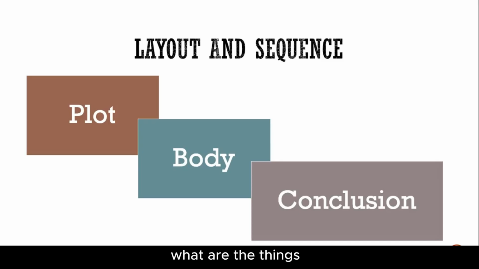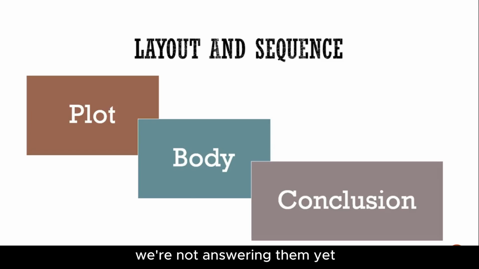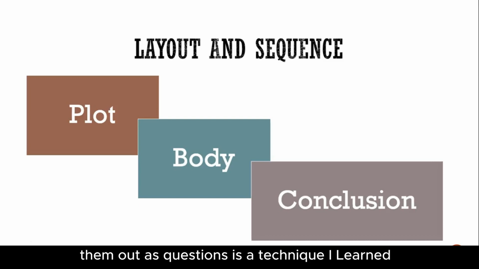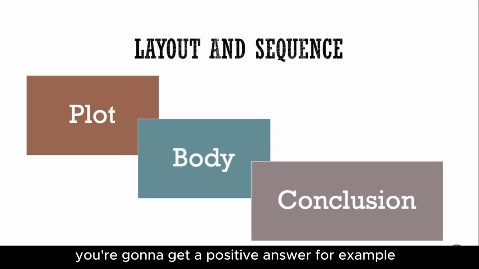What are the things you want to know as an audience member? Okay? And write out those questions. We're not answering them yet, just write them out. And the process of writing them out as questions is a technique I learned where your brain is really, really good at answering questions, no matter what the question is. If you ask a negative question, you're going to get a negative answer. If you ask a positive question, you're going to get a positive answer.